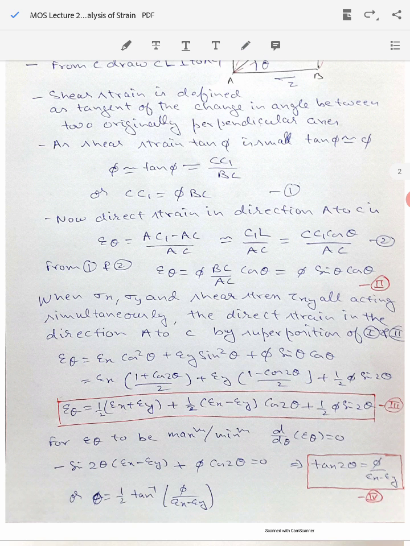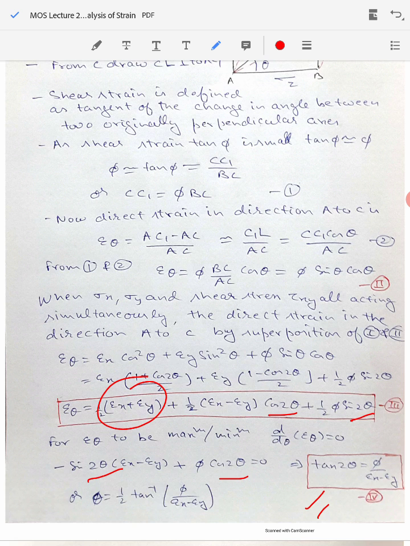Now this epsilon theta will be maximum or minimum when you differentiate it with respect to theta and equate to 0. Equation 3, if you differentiate it with respect to theta and equate to 0, will give you the maximum or minimum value of epsilon theta. So for this purpose, if you differentiate it, the differentiation of the first term here will be 0. Cos 2 theta differentiation will be minus 2 times sin 2 theta. So 2 and 2 will get cancelled out. This will give 2 cos 2 theta, again 2 will cancel out. This will be the remaining expression, which is going to give us the angle of the plane where the strain epsilon theta will be maximum or minimum.